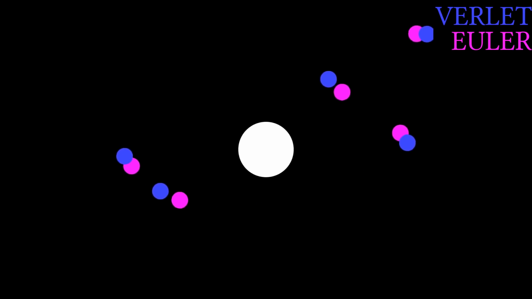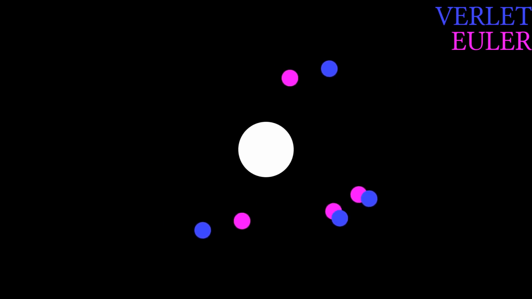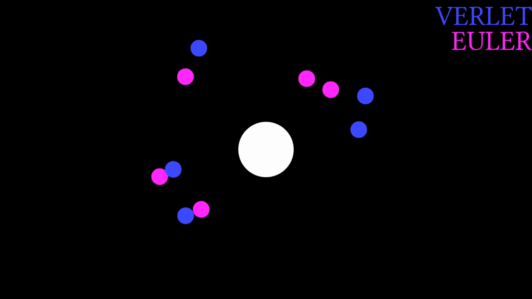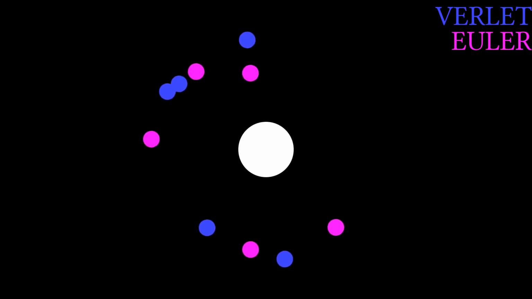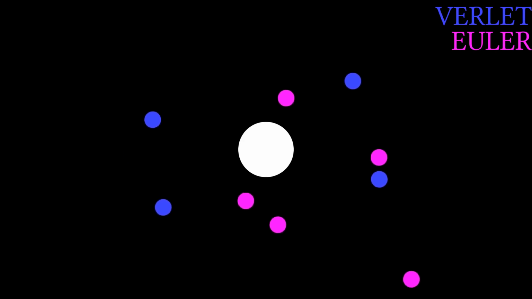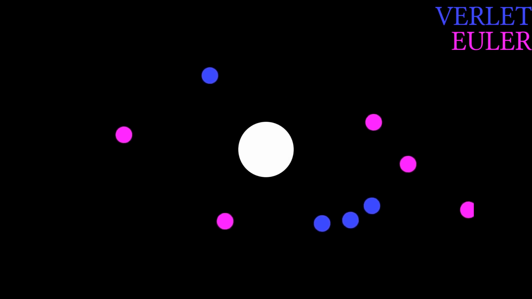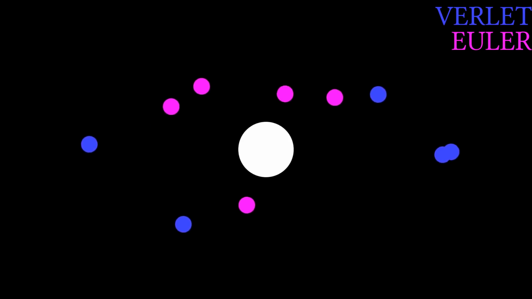And your question might be, which of these two methods is more accurate? Unfortunately, the answer here is rather obvious. The velocity Verlet algorithm is simply more accurate than the forward Euler method. And this begs the question, why would you ever use the forward Euler method if you could instead just use the velocity Verlet algorithm?